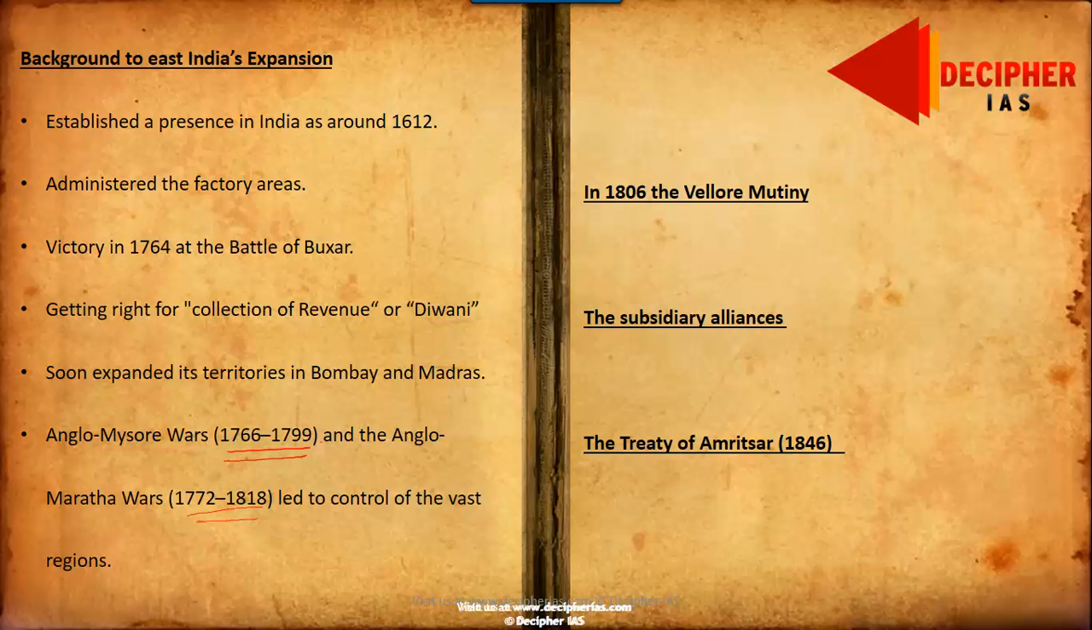What was the Treaty of Amritsar then? This treaty was signed on 16th March 1846, and it formalized the arrangements in the Treaty of Lahore between the British East India Company and Gulab Singh Dogra after the First Anglo-Sikh War.